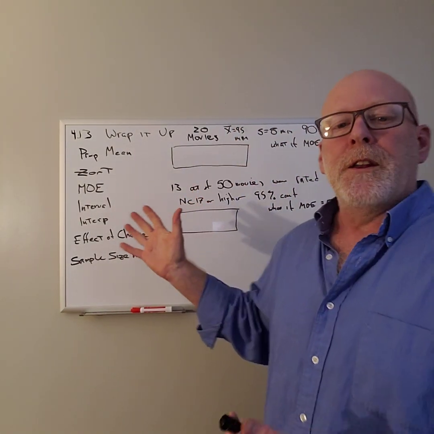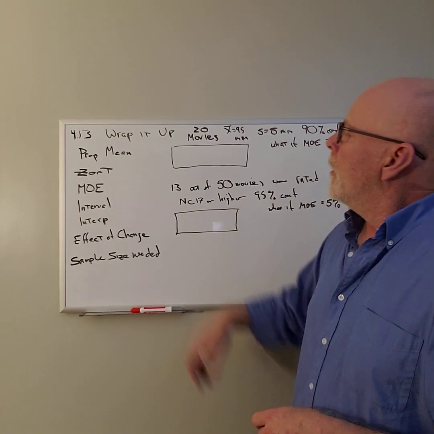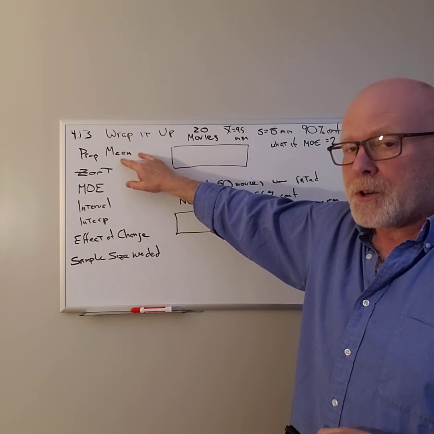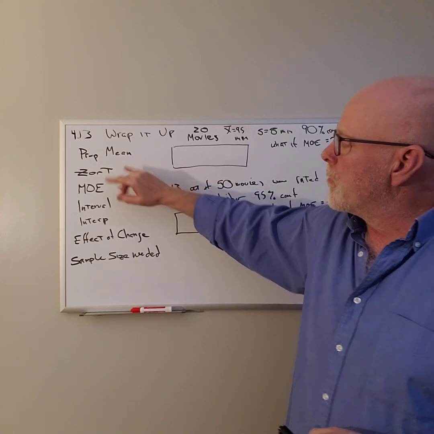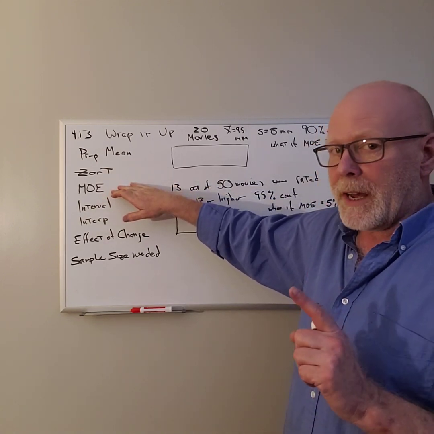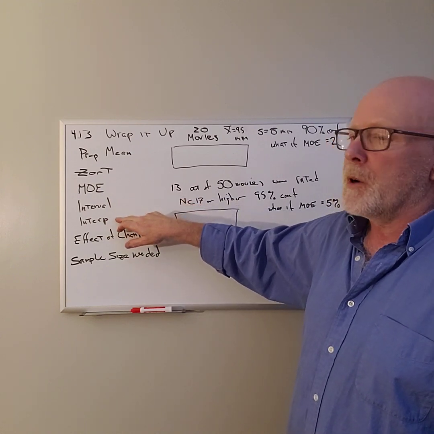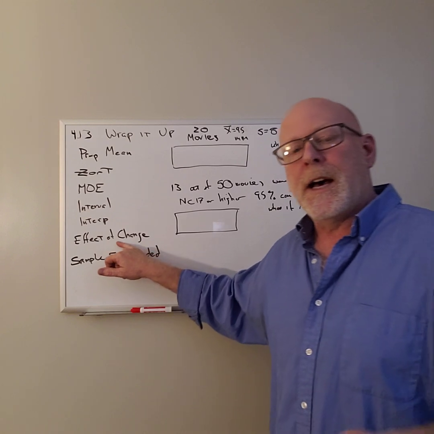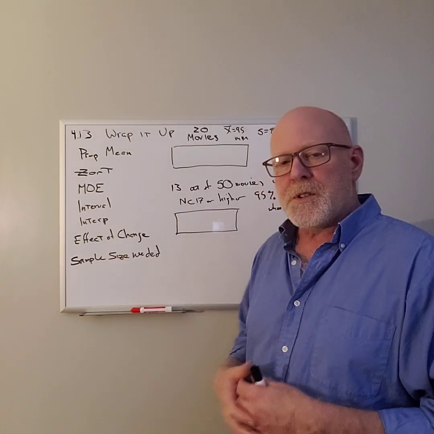Putting this whole thing together, exactly what is it that I expect of you from this entire unit? For any given situation, I want you to be able to tell, is it a proportion or a mean? Is it a Z or a T situation? Calculate the margin of error by hand for Z situations. Calculate the interval and interpret them. Know the effects of change of the sample size and the confidence level on the margin of error, and be able to find the sample size needed.